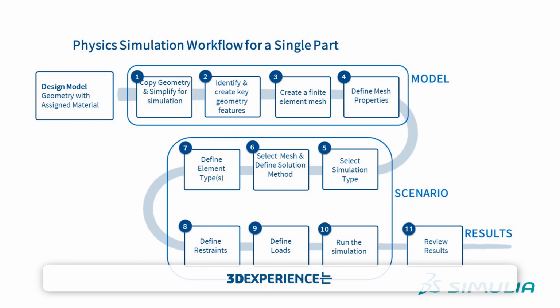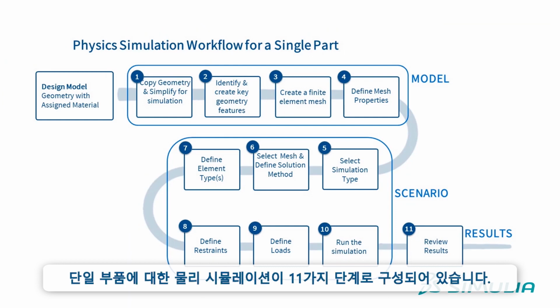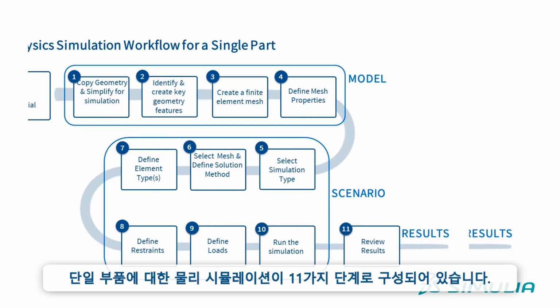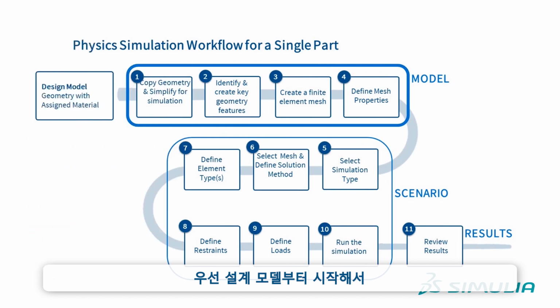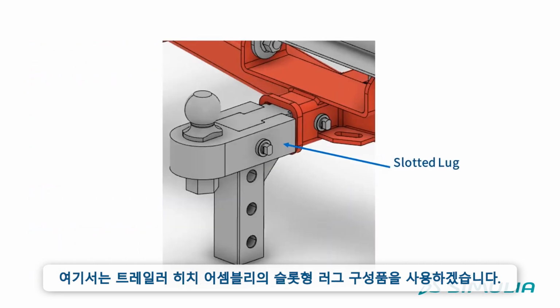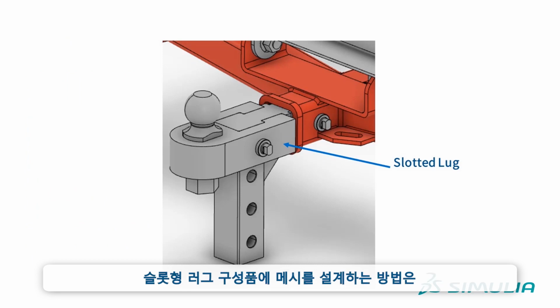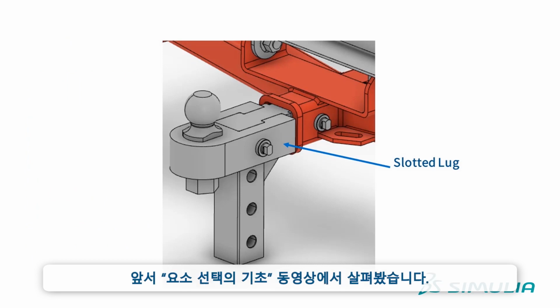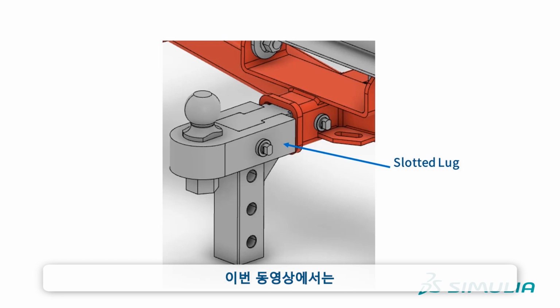In 3D Experience, there are 11 steps to performing a physics simulation for a single part. Starting with a design model, we will take you through the first 4 steps associated with creating a simulation model. We will use the slotted lug component from a trailer hitch assembly. In the video, Basics of Element Selection, we showed you the logic behind designing the mesh for this component. In this video, we will show the exact steps to creating this model in 3D Experience.